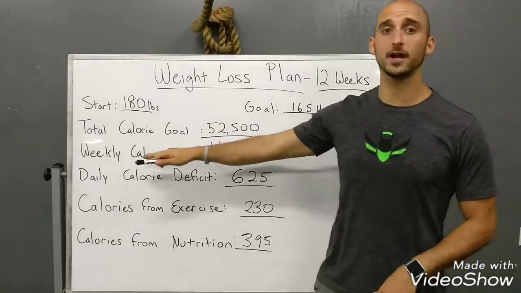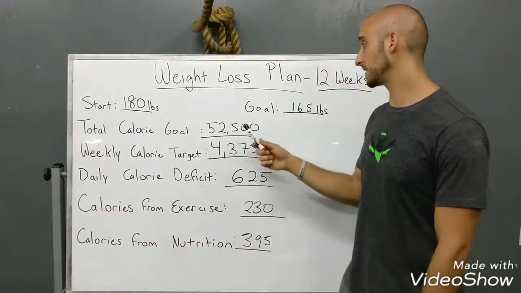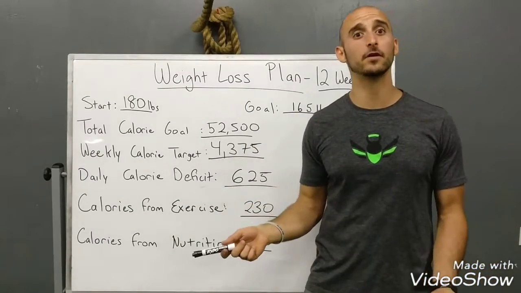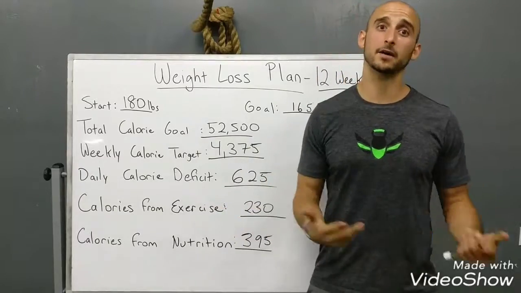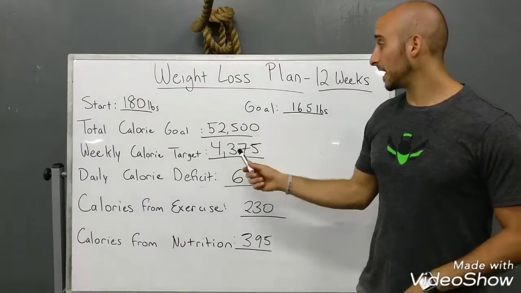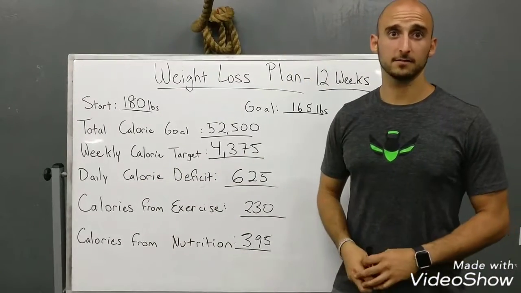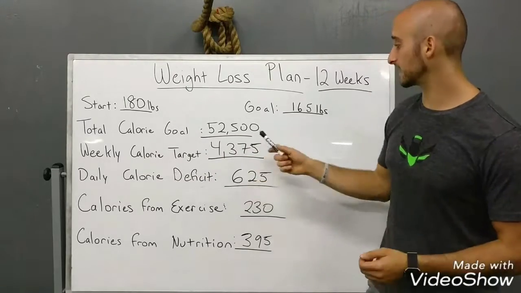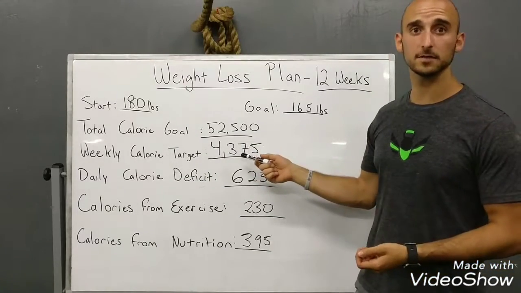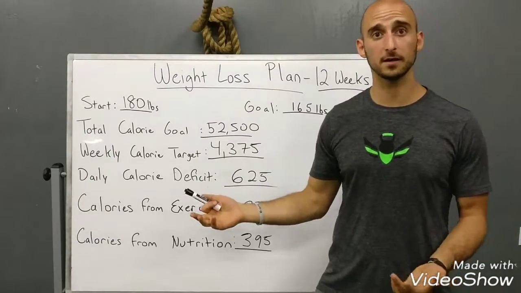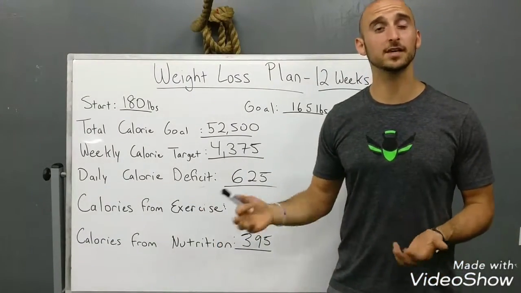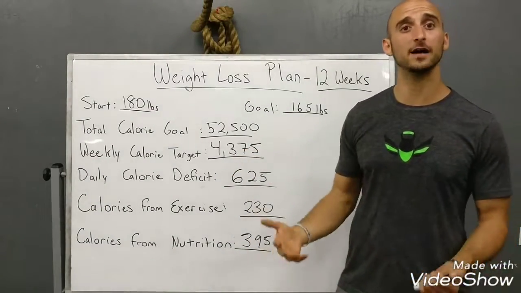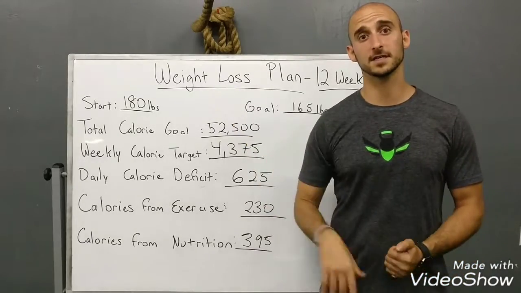From there, I want to create a weekly calorie deficit target. So I'm going to take the 52,500 calories, divide that by 12. That gives me 4,375 calories a week that I need to burn through diet or exercise, right? From there, I want to create a daily calorie deficit, right? Because I'm going to be tracking my calories if I want to lose this weight. So my daily calorie deficit is simply 4,375 divided by 7. I took 7 days of the week. I want to break that into a 7-day or a daily goal. So 4,375 divided by 7 gives me 625 calories per day that I need to create a deficit, right?